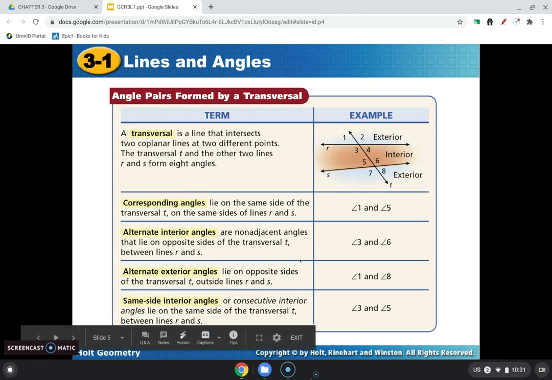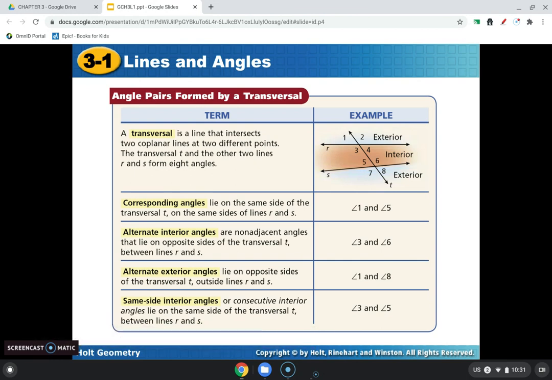Okay, alternate interior angles, non-adjacent angles, lie on opposite sides of the transversal. So 3 and 6 would be alternate interior, as would 4 and 5. Alternate exterior, outside on the opposite sides of the transversal. So 7 and 2, 1 and 8. And then last but not least, same side interior, same side of the transversal on the inside. So 3 and 5, 4 and 6.